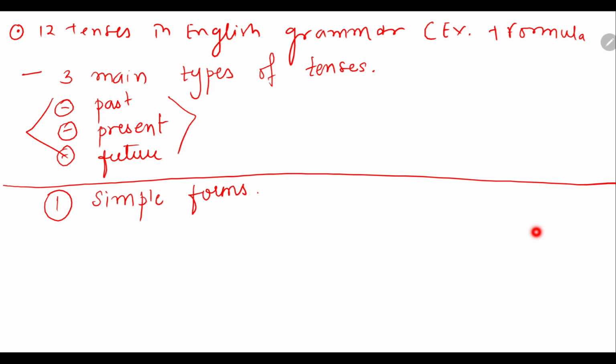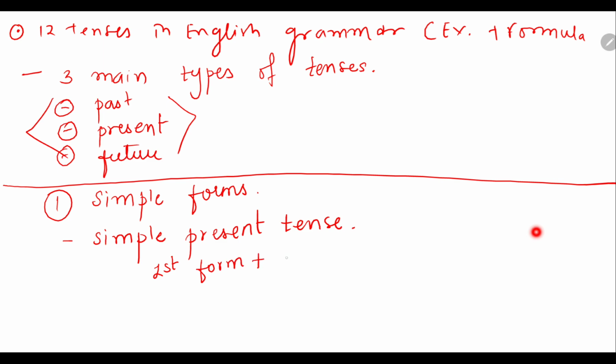First form is the simple forms, that is simple present tense, second one is simple past tense, and the third one is simple future tense. Okay, so in the simple present tense you have to use the first form of the verb plus s or es.